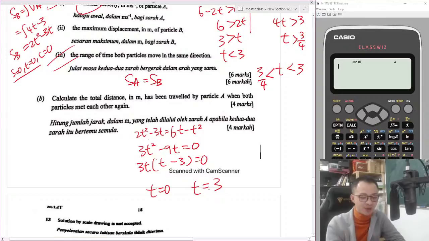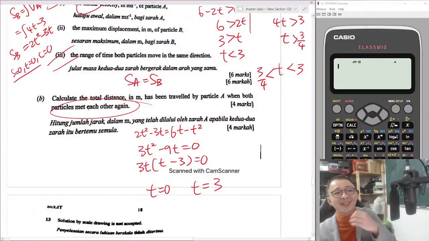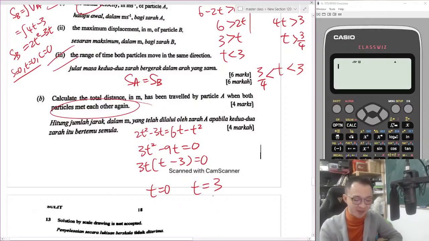Okay, so here you will realize they use the word "meet each other" once again, because they meet each other at the starting point. Remember? Both of them depart at the origin at the same time. So "meet again" basically means that they don't want the value at the beginning. They want this one: time equals 3.